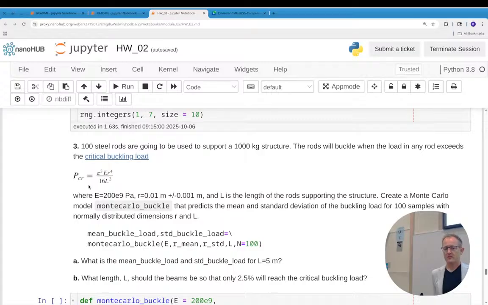how to change L until a normal distribution is only 2.5% less than the applied load, where the applied load is going to be 1,000 kilograms divided by 100 rods. So it's 10 kilograms per rod, or 98 newtons, about 100 newtons. Because we're taking a normal distribution and squaring it twice, it's not normal anymore, so buckling load is not normal.